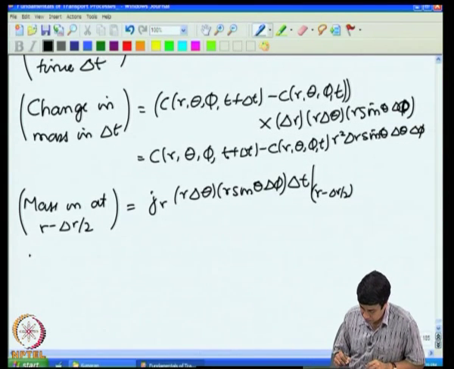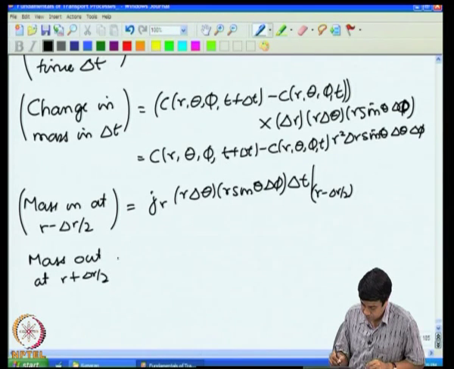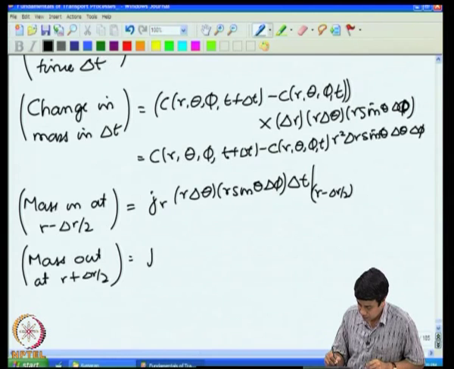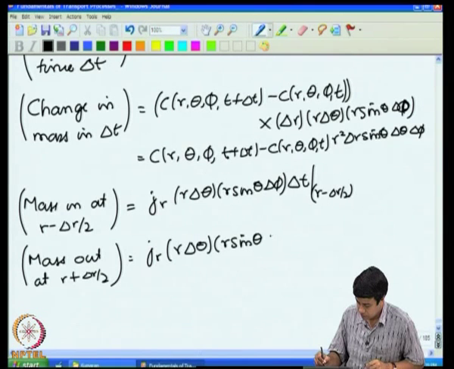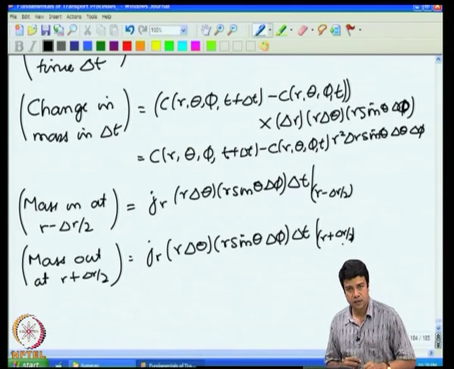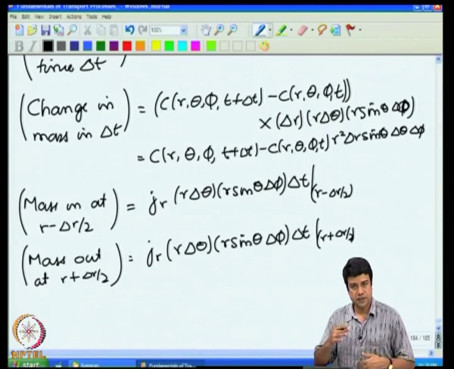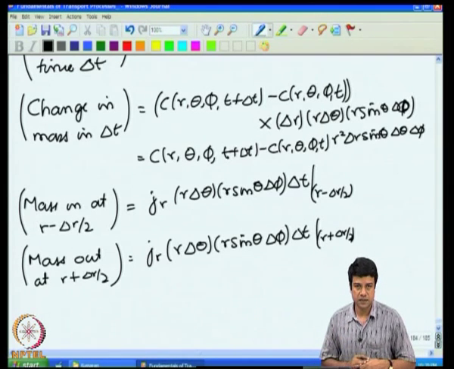Similarly, there is mass out at r plus delta r by 2. This is going to be equal to Jr times r delta theta into r sin theta delta phi times delta t at r plus delta r by 2. Those are the masses at the surface at r minus delta r by 2 and at the surface at r plus delta r by 2, the amount of mass coming in and going out.